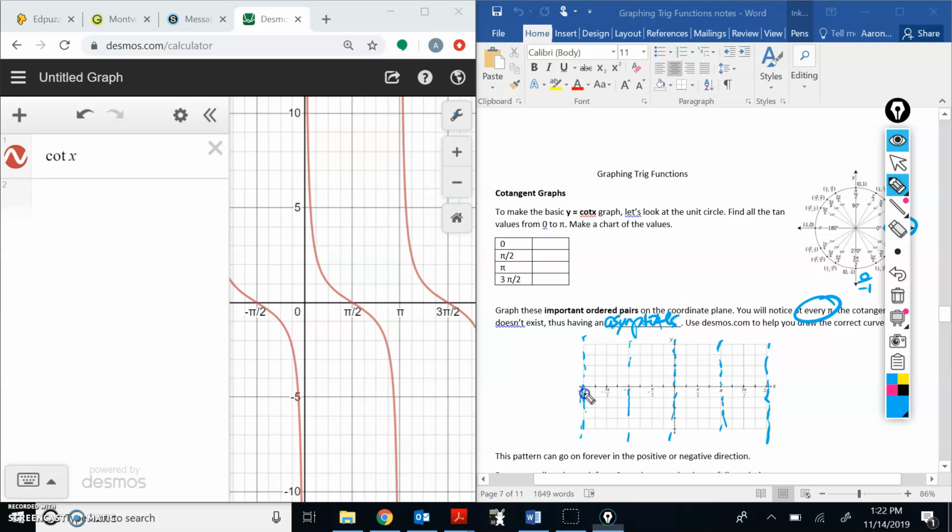We represent asymptotes with a dotted line, and the graph is going to go 0 in the middle, just like we saw in the table up there, and it's going to go this curvy fashion through that point, and it's going to continue forever in that direction. Hopefully you have this written down. Let's keep going and talking about cotangent graphs.